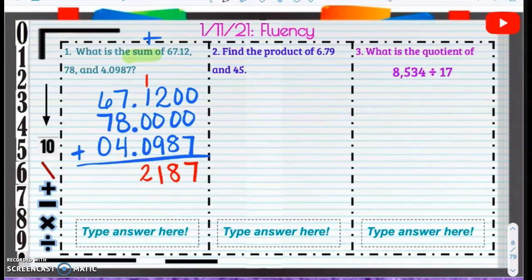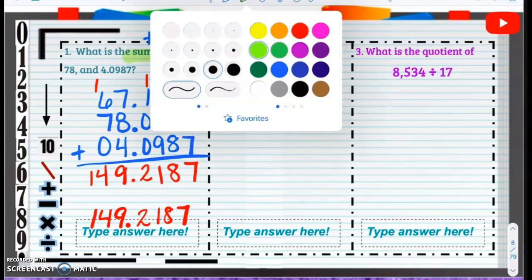What do I do with that decimal? Drop it like it's hot. All right, 8 plus 7 is 15, plus 4 is going to be 19. And 6 plus 1 is 7, plus another 7 is going to be 14. All right, so our answer is 149 and 2,187 10,000ths.